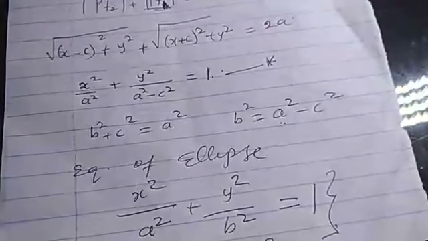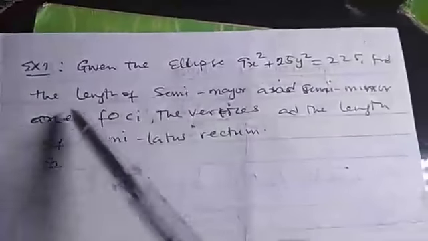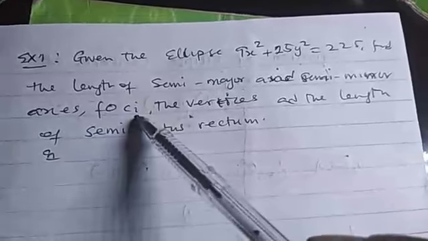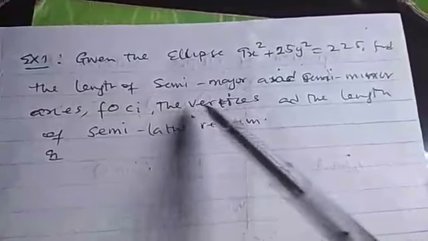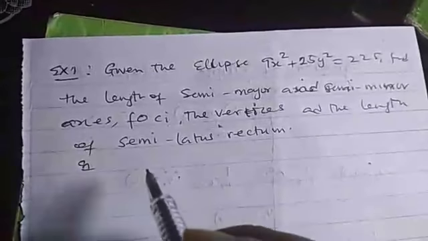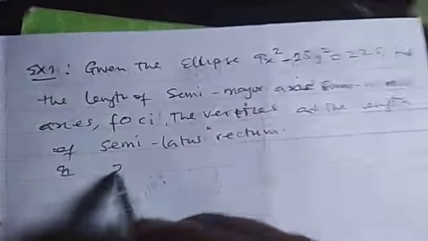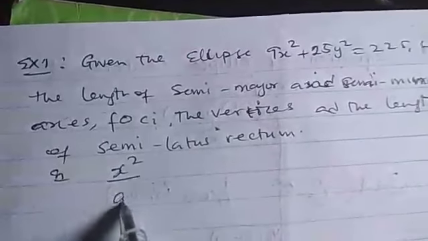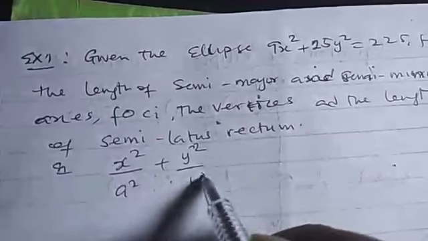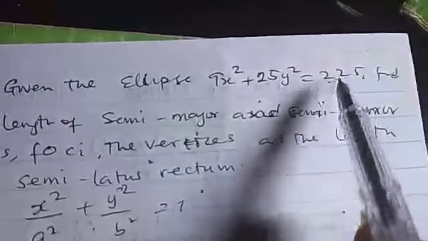Okay, let's consider an example. This is a question: given the ellipse this, find the length of the semi-major and semi-minor axis, the foci, the vertices, and the length of the semi-latus rectum. Now, we are given this. We need to express it in terms of x squared over a squared plus y squared over b squared is equal to 1. How do you do that? You only need to divide both sides by whatever that is here.